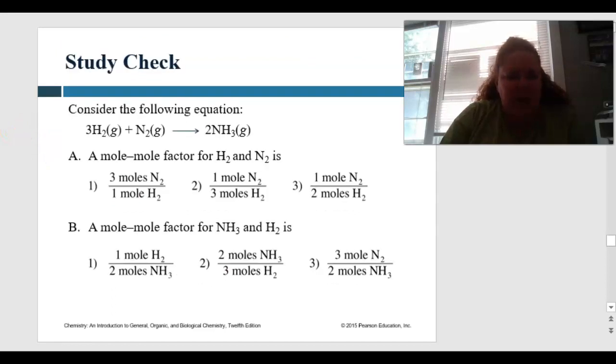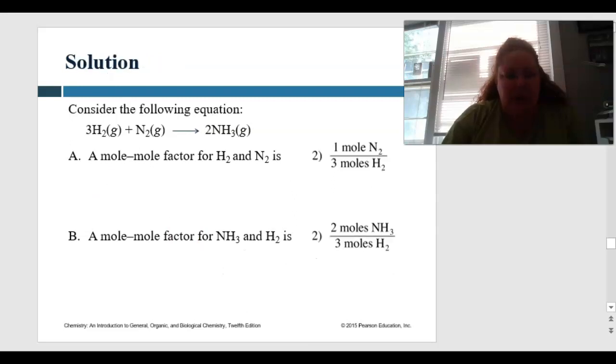Let's consider the following equation. If we have 3 H2 in the gaseous form plus N2 in the gas form, that's going to end up giving us 2 NH3 in the gas form. Let's figure out: for question A, what's the mole-to-mole factor for H2 and N2? And for B, what's the mole-to-mole factor for NH3 and H2? Pause me, work on it, come back.